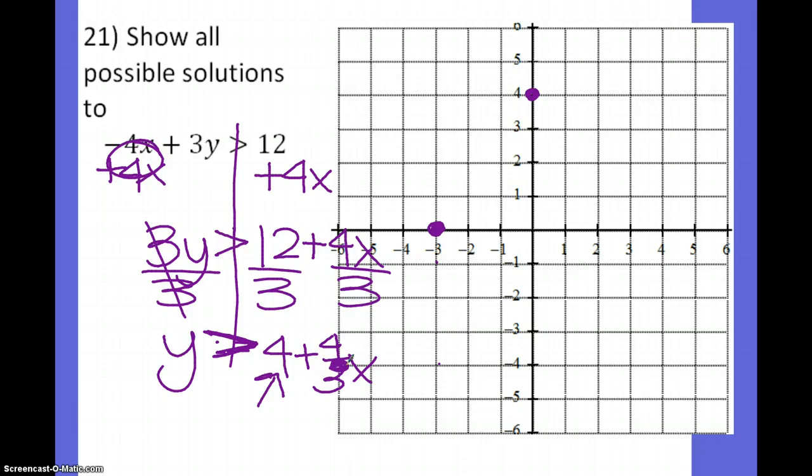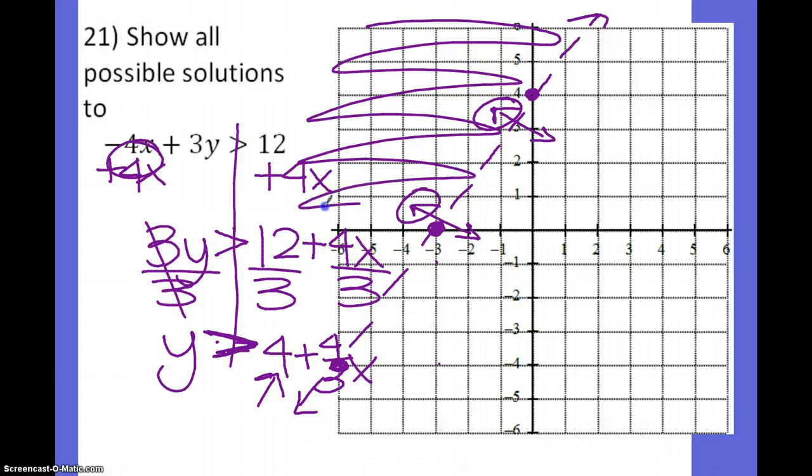This line is going to be dashed because it does not have the equal to underneath. And then I know I want greater. If you draw a line anywhere that's perpendicular, I could draw it over here. Anything perpendicular, you want the arrows to be going up. So the side that has arrows going higher, or to the top, would be this side. We shade that, and we've now shown all possible solutions to that inequality.